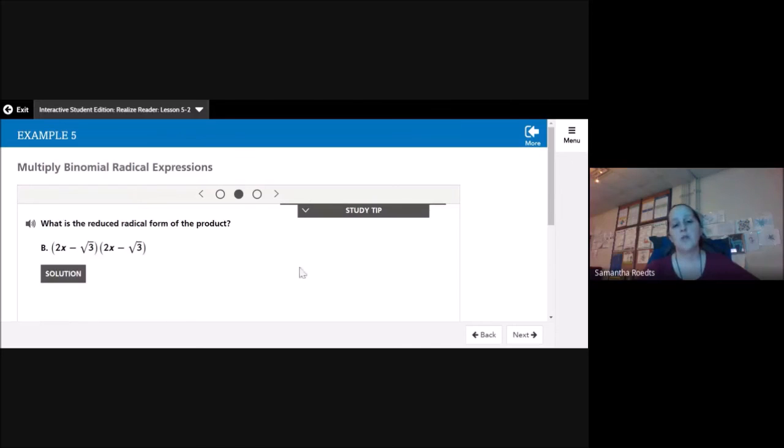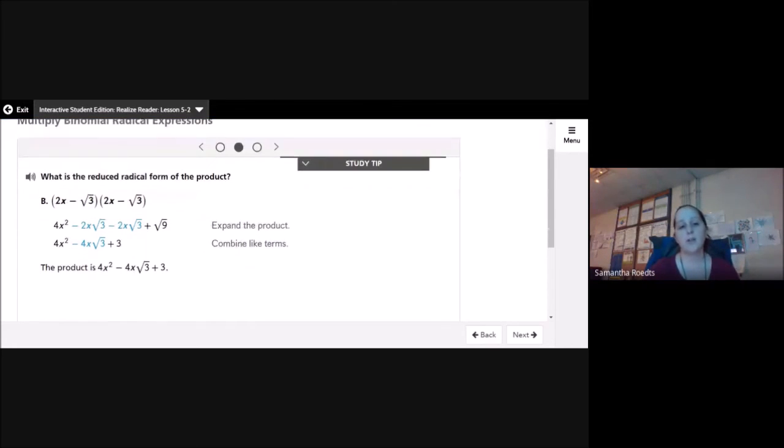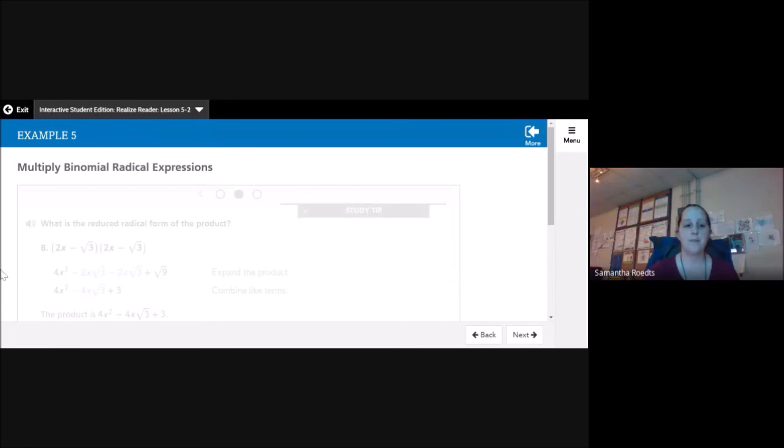What is the reduced radical form of the product? 2x minus the square root of 3 times 2x minus the square root of 3. I can expand the product. So 2x times 2x is 4x squared. 2x times the square root of 3 is negative 2x square root of 3, minus 2x square root of 3, plus the square root of 9, which simplifies to 3. So I'm left with 4x squared minus 4x square root of 3 plus 3. So that is my simplified radical form.